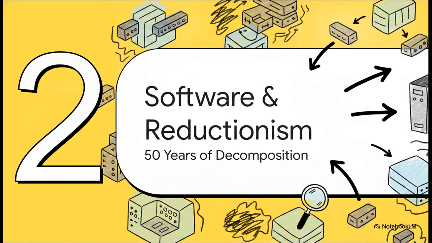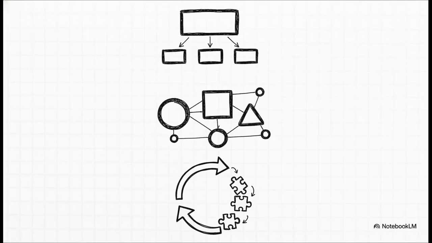Moving right along to Section 2, let's look at how this applies to our field: 50 years of decomposition in software engineering. For the last half-century, software engineering has leaned heavily on this exact same approach. Just look at the methodologies we use every single day. Top-down design literally involves taking a high-level model and breaking it down into smaller components. Object-oriented programming, or OOP, relies entirely on decomposing a system into independent objects that encapsulate data and operations.